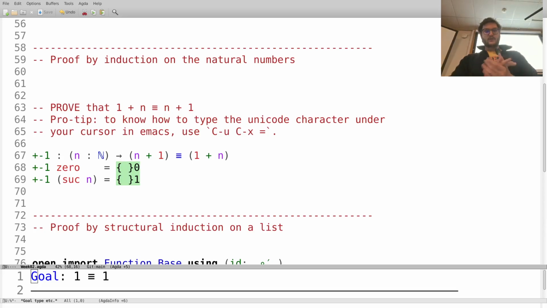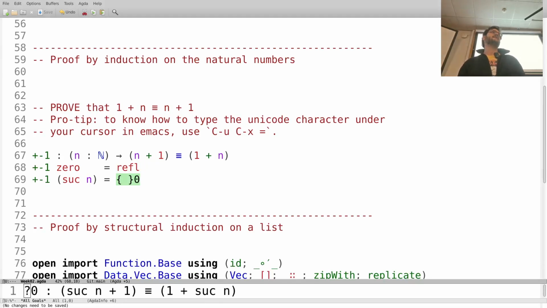Right. So in the first case, we now have 0 plus 1 is equal to 1 plus 0. And of course, everything is concrete here, so everything computes away, and we just have 1 equals 1. So you can use reflexivity because now you have an equality of the form something equals itself.